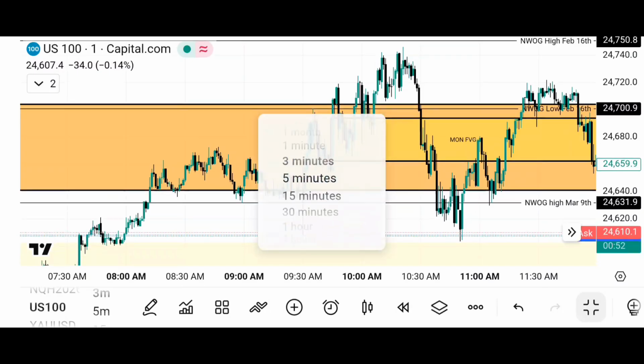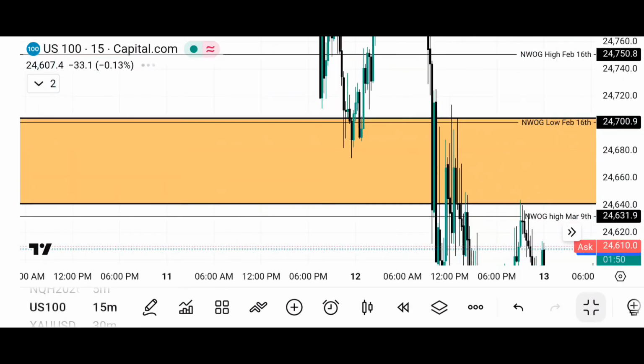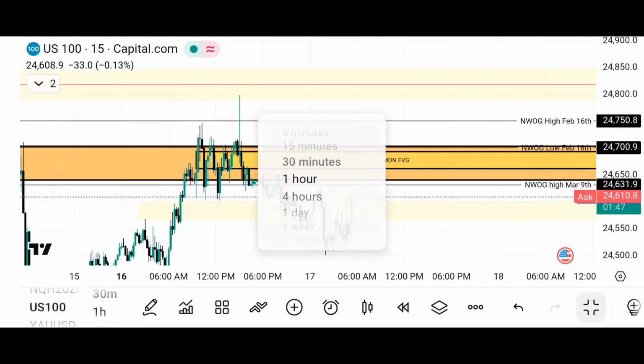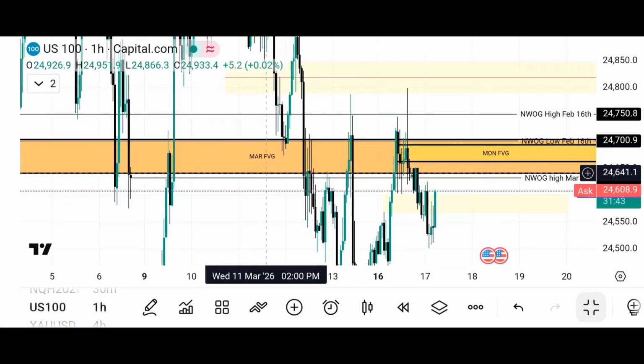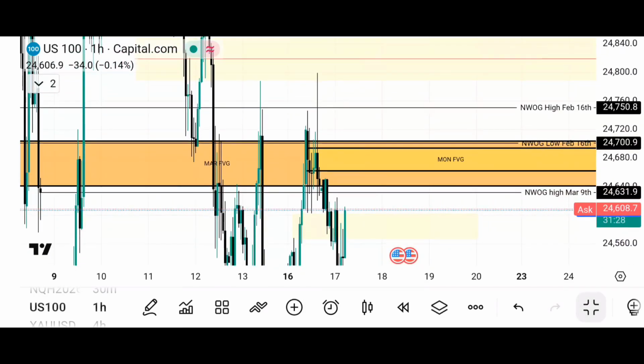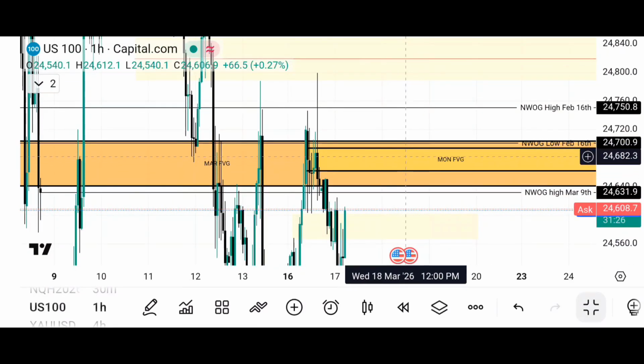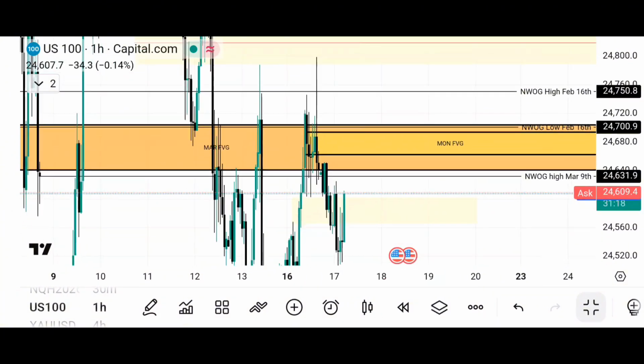So this is the run up. The run up took place inside this orange rectangle extended. This is March first. This is the first presented fair value gap for the first trading day of March. And I told you I keep this on my charts for the whole of March. And this yellow rectangle right here is Monday's first presented fair value gap. So this is the first presented fair value gap that was created for that very day.